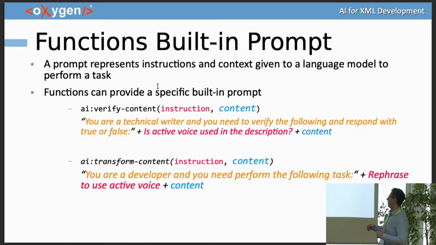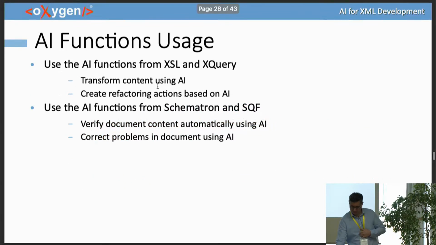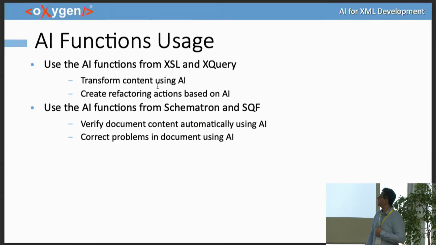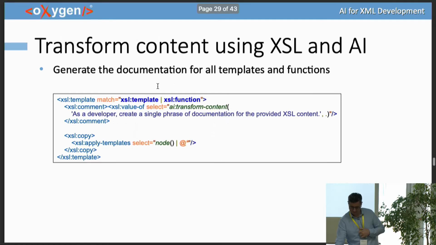And then you can also have another one that will transform the content. And this time you have a different built-in prompt because you just want to get the transformed content from the function. For example, you can have the instruction here, rephrase to use active voice, and the content that you want to transform. And you can use these functions to transform content from XSLT or XQuery. But you can use them also from Schematron and SQF. And this is good because you can use it in multiple places.